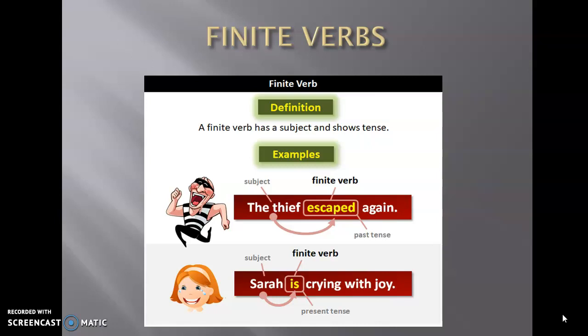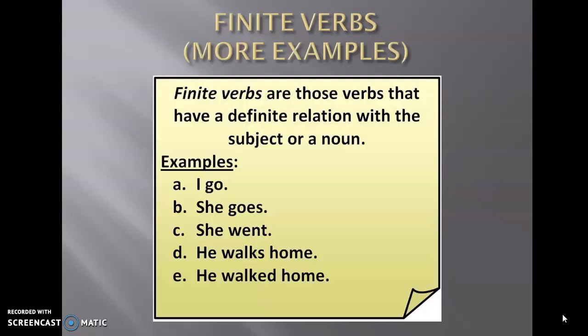For example, the thief escaped. Escaped is the past tense of the verb escape. Sarah is crying with joy. Is the present form. If I have to use it in past tense, I would say Sarah was crying with joy. So the verbs that change according to the change in the tense or the change in the person, like first person, second or third person, are known as finite verbs.